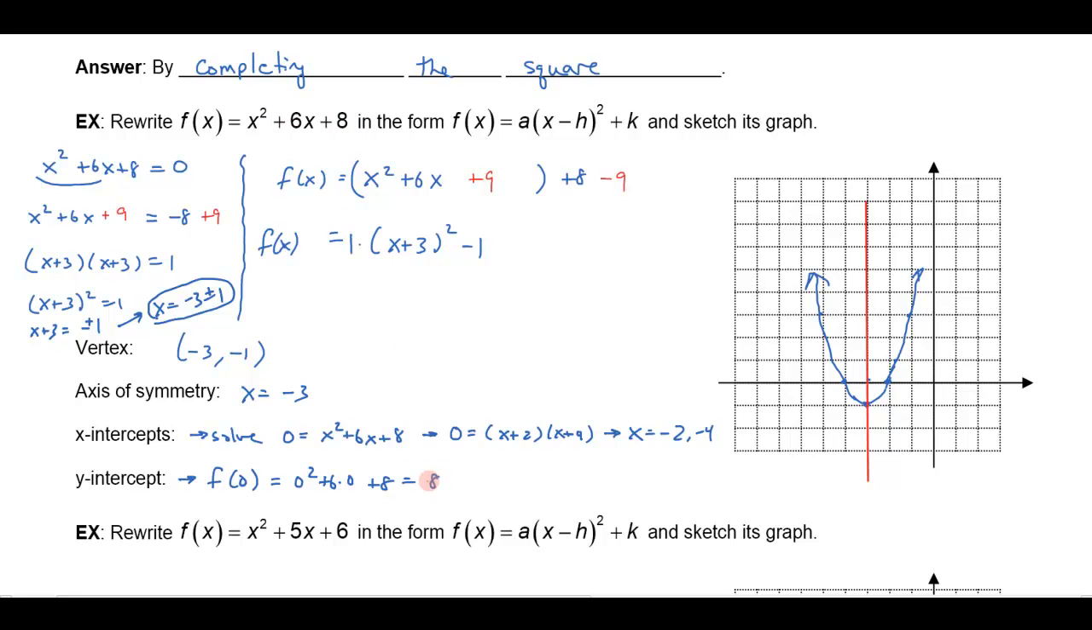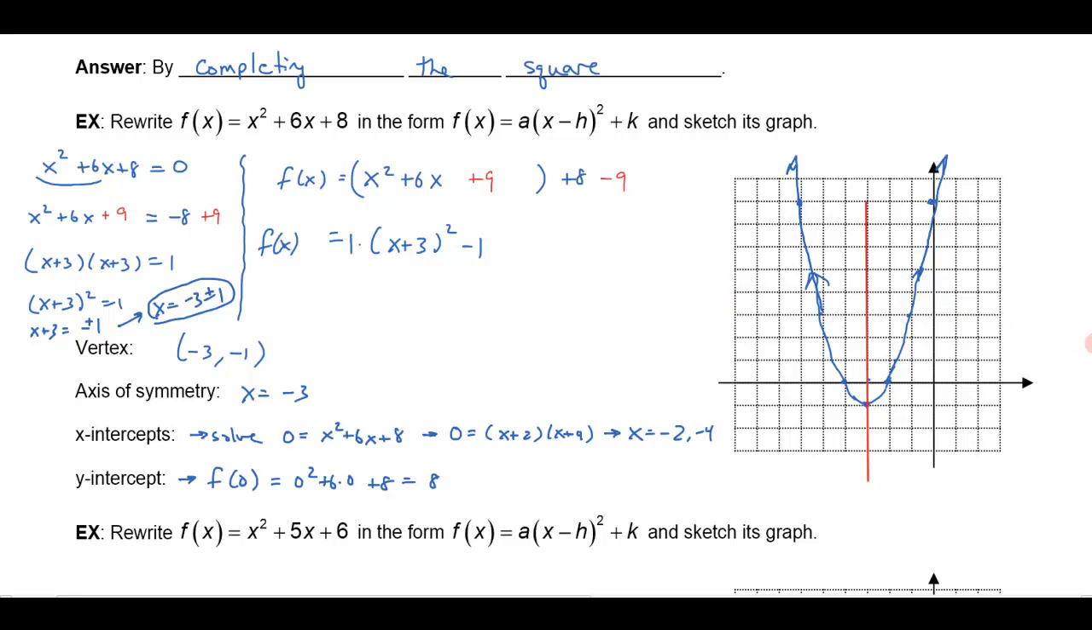So my y-intercept's 8. So notice if I were to go over 3 and up 9, that is going to put me right up here at 8, which is where the y-intercept should be. 1, 2, 3, 4, 5, 6, 7, 8. So it's going to cross right there. I could extend that up if I wanted. And likewise, because of the symmetry, there will be a point over here as well at this point. Okay, and that gives me a nice sketch of the graph.